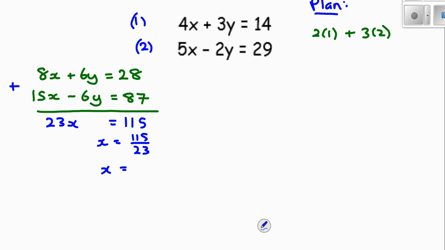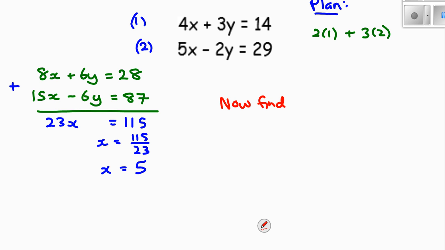Let's see. Does 115 divide by 23? And yes, it does. It happens to divide to equal exactly 5. So that's a bit of an awkward number to do. So now we need to find y.